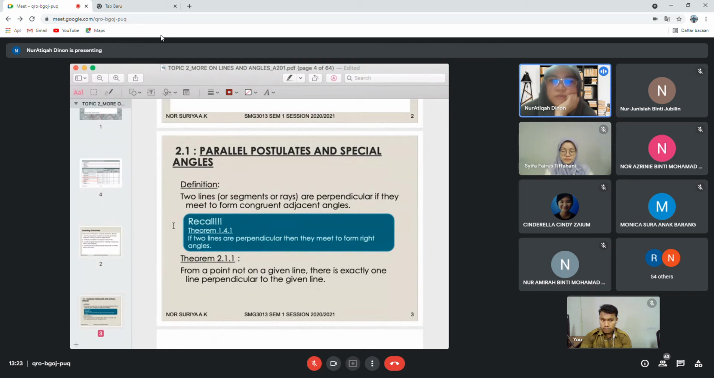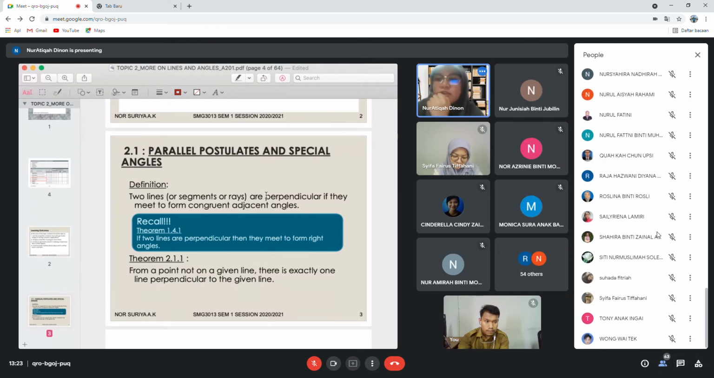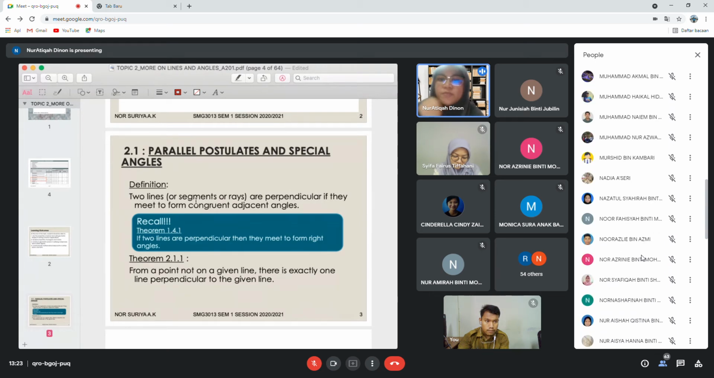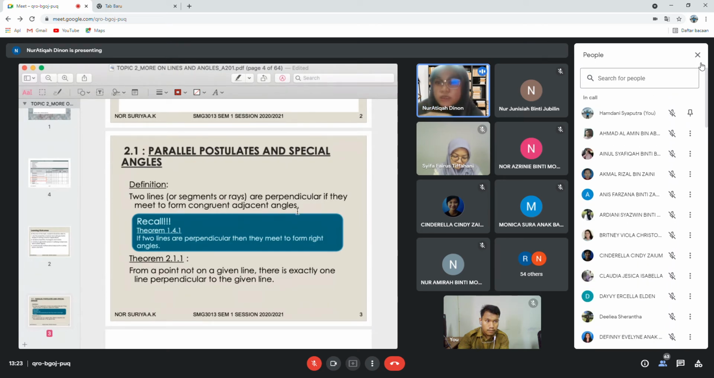Postulates and spatial angles. This is all about parallel lines. So what is the definition? If you have two lines or segments or rays, as I mentioned, lines are without arrows. When you have segments or rays, there are arrows. For segments there are no arrows, but for rays there are arrows to show which way the line will go. Two lines are perpendicular if they meet to form congruent adjacent angles.